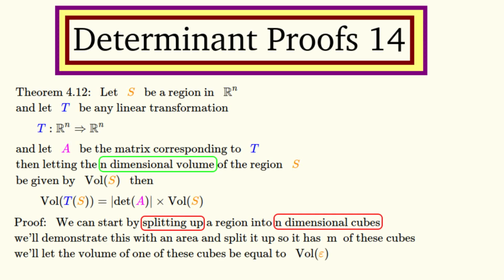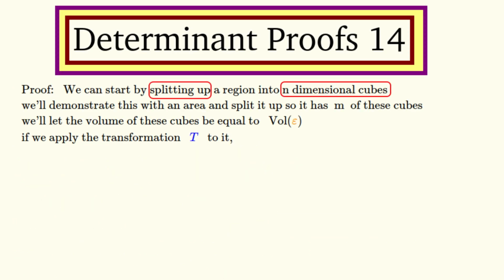We'll let the n volume of one of these tiny n cubes be equal to the volume of epsilon, which is normally set to be equal to a very tiny quantity to be used in calculus, and then the sum of all these little cubes will be set equal to the total volume of the region. In this case, these tiny little things will be squares, and we'll add up their tiny little areas. Then we'll apply the function T to these n cubes to get the volume of the second region, TS. So I'll just shift everything up the screen to make some more room.